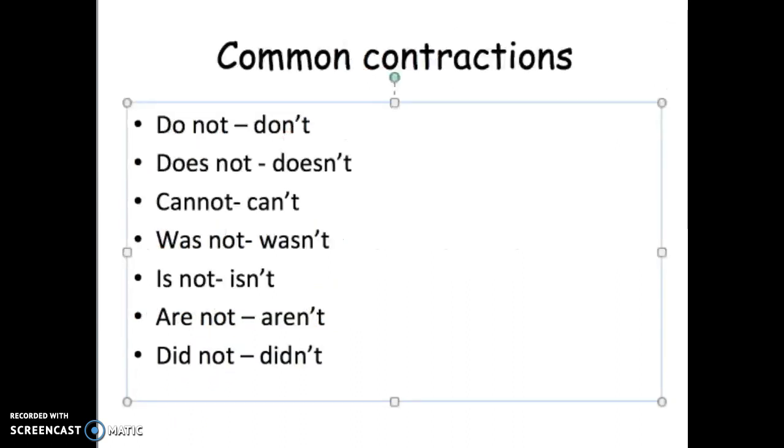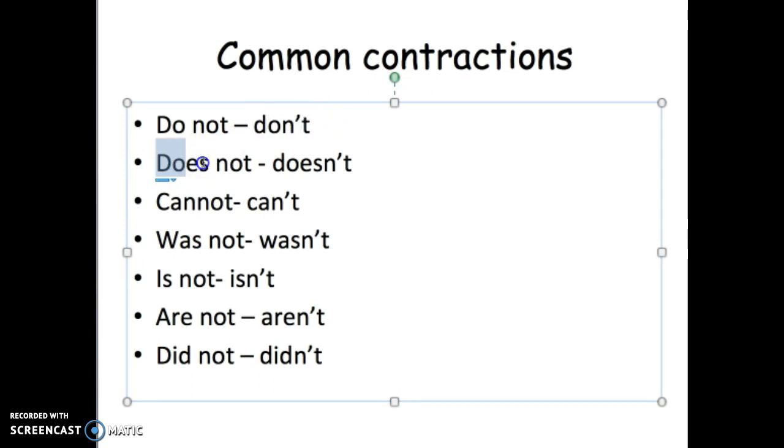Okay, so now we have our common contractions. We have touched on this a little bit throughout Year 2, but we'll go into it a bit now. Contractions are formed when letters are left out of a word to shorten the word. Apostrophes, which is this thing, are used to mark the place of the letters that have been left out. So for example, the O is left out of the word not in the words do not. And that turns into don't.